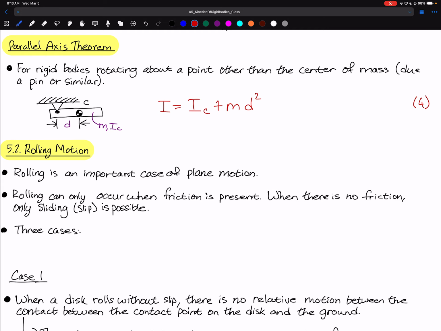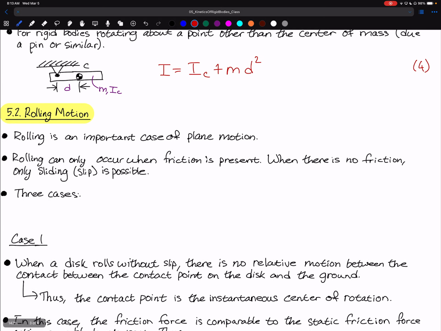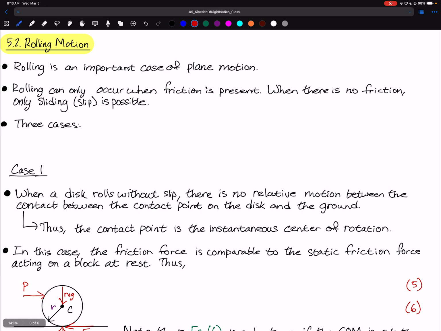Okay. We're going to go on to rolling motion then, finally. So rolling motion is an important type of plane motion. It can only occur when friction is present, so there has to be friction in your system. If there's no friction, then you can only get sliding motion, or what we'll call slip. So things can only just slide along the surface. They can't actually roll. There are three cases of rolling that are important.